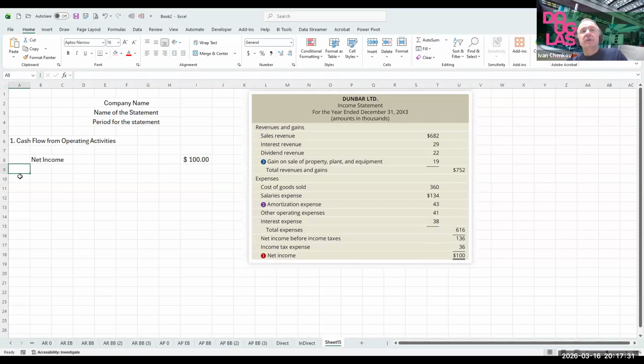First thing we have to do is make adjustments for non-cash items. Now, with the cash flow statement, you have to understand the textbook explains one thing, and different teachers will give you different scenarios and different ways to prepare the cash flow statement. The way I'm teaching it is a very unique way of teaching the cash flow statement.